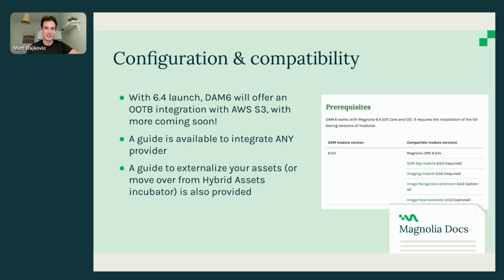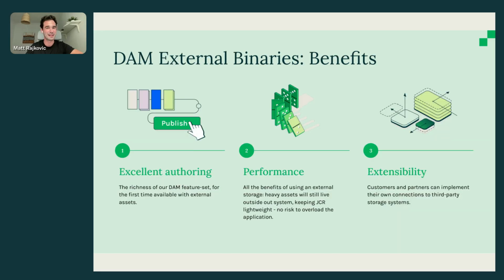When it comes to compatibility and what you can configure to actually get this to work, with the 6.4 launch we are going to have an out-of-the-box integration with AWS S3, but there is also a guide available so you can choose any provider that you like. You can host your images on any provider that you like. Also, we are providing guides to externalize your assets or move over from the incubator hybrid assets in case you use it right now. All those things are provided. You can find all those in the docs, and you can follow the doc links on the top right to find it out.